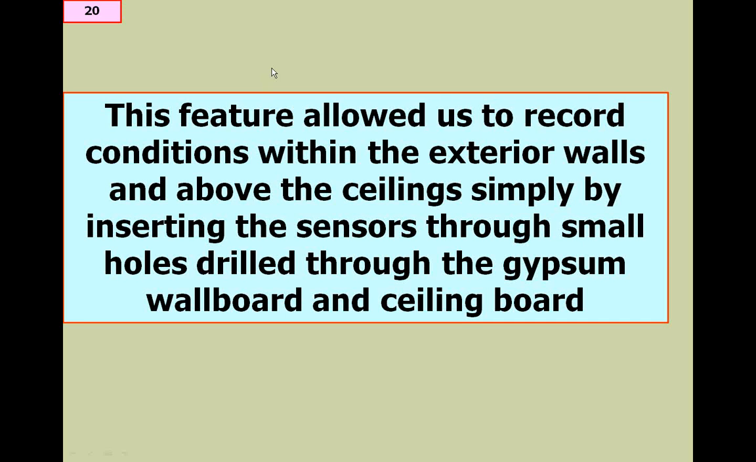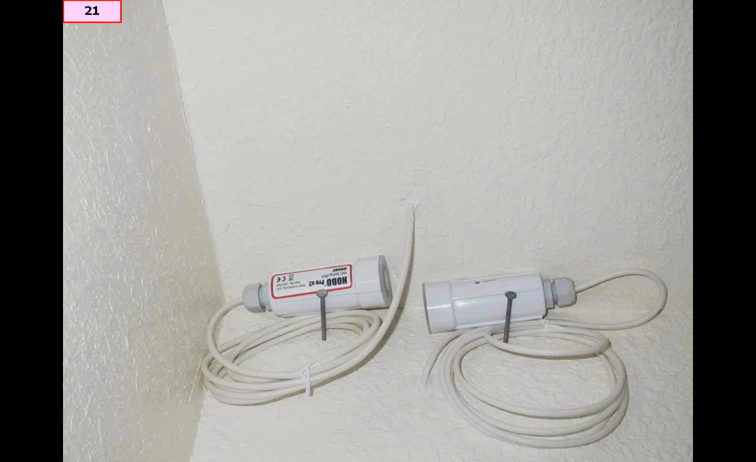So here's an example. We're in a bedroom closet, a first floor bedroom closet. We've simply positioned two of the HOBO loggers there. One sensor has been inserted up through a hole into the ceiling cavity, and the other has been inserted through a hole into the exterior wall. And again, this is very, very simple and easy.